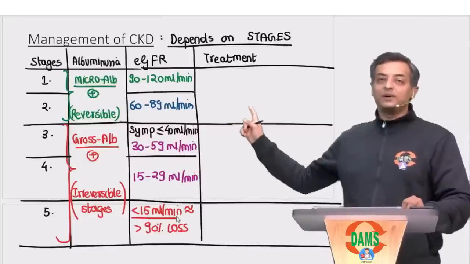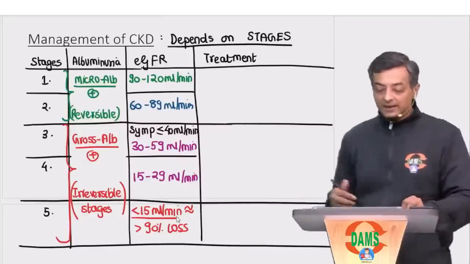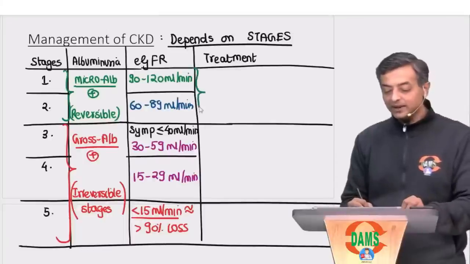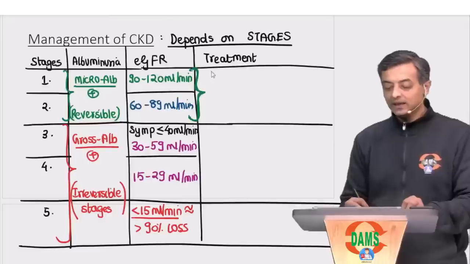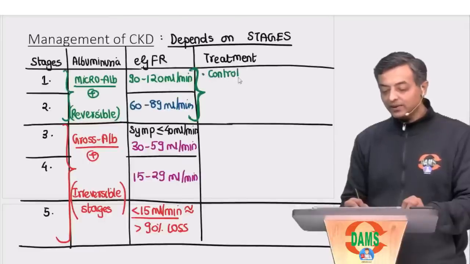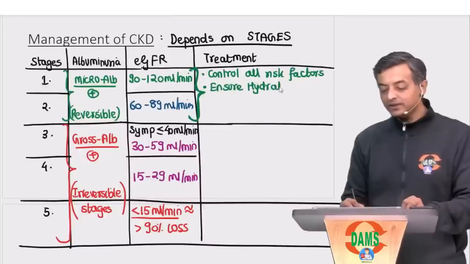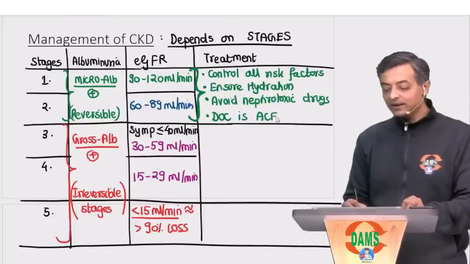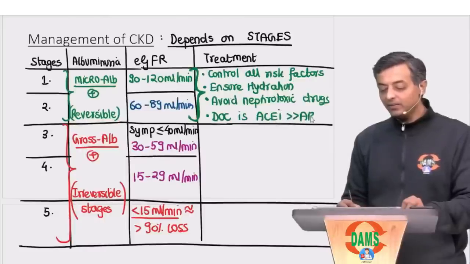So, what you will do now, in the first two, listen carefully. The patient is asymptomatic and has reversible disease. In this patient, I want to control all the risk factors, namely diabetes, hypertension. I want to ensure hydration in this patient. I want to avoid nephrotoxic drugs. And I want to start drug of choice for albuminuria, that is ACE inhibitor more than ARB.